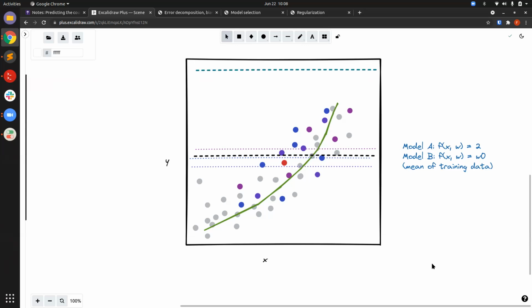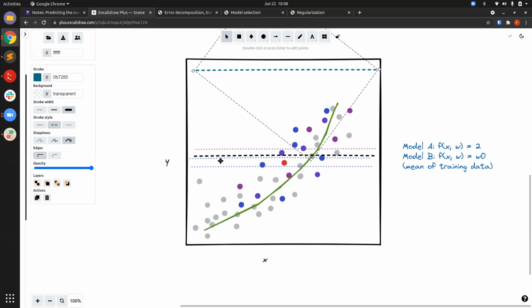Okay, so which model is closer to the green line? Is it this constant model up here, or is it the model that takes the mean of the training data? The mean of the training data is closer to the green line, so it has less bias. What about variance? Which model has more variance?